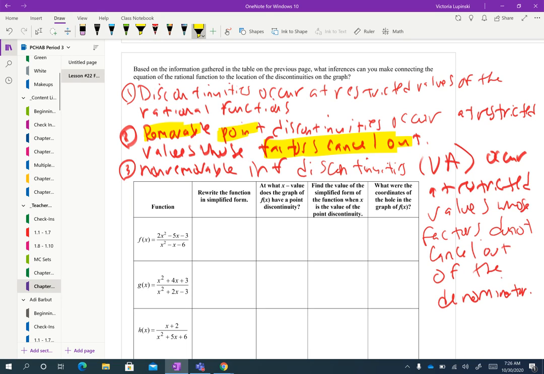So again, if you're looking to give that a summary, non-removable infinite discontinuities, also known as vertical asymptotes, occur at the restricted values whose factors do not cancel out, and again, we have to be talking about the denominator. Remember yesterday, we went through a whole exploration of what happens if you have factors that are in the numerator, so you do have to be able to differentiate. So give everybody a second to make sure that you're writing that all down, and then we'll go ahead and fill out this table.